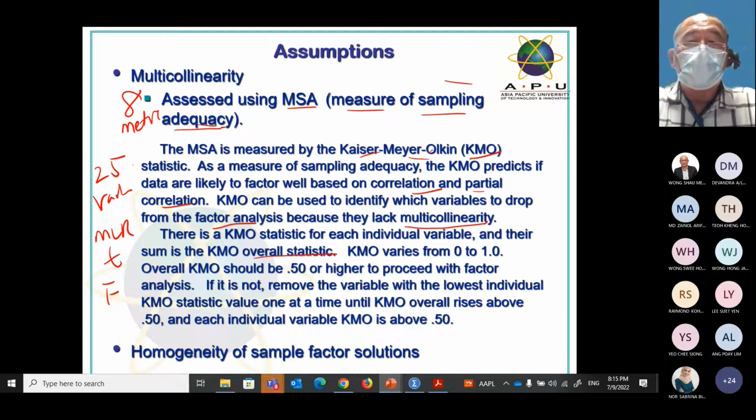KMO varies from 0 to 1. More than 0.5 is considered good, and you can proceed with the factor analysis. Less than that is not good. In that case, we remove the variable with the lowest individual KMO, then test again. Each time only remove one variable, until the overall KMO is above 0.5, and each variable is also above 0.5. Any questions so far?